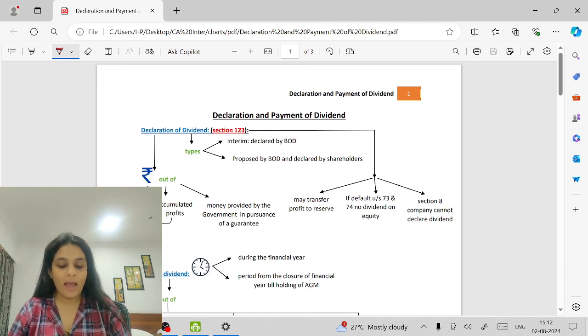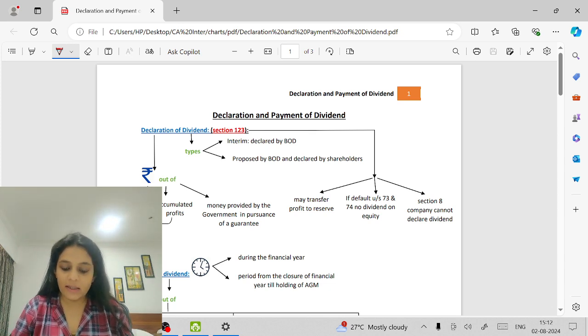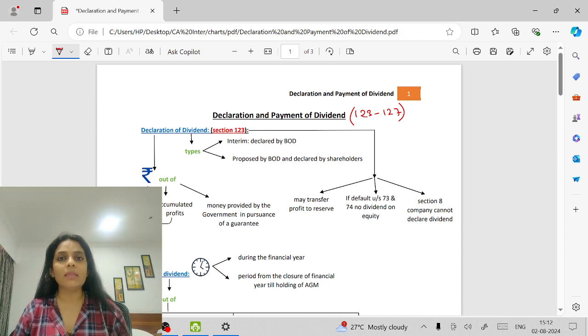And in this series today, I'm coming up with this chapter, Declaration and Payment of Dividend. So, this chapter basically covers section 123 to 127. When I talk about dividend, dividend is nothing but the return on my investment. I have invested money in your company, and the return that I get in the form of money is dividend. I get other forms of returns also which are not in the form of money. But when I get a return in the form of money, we call it dividend.